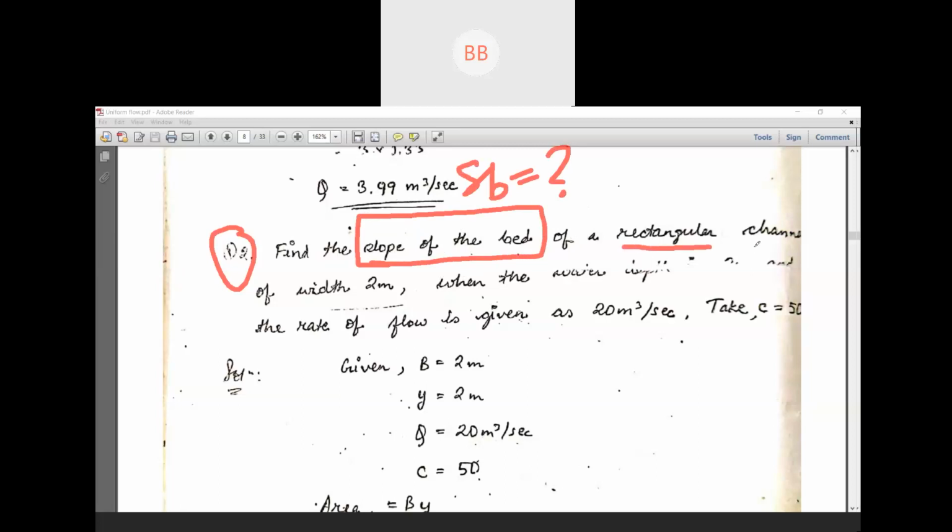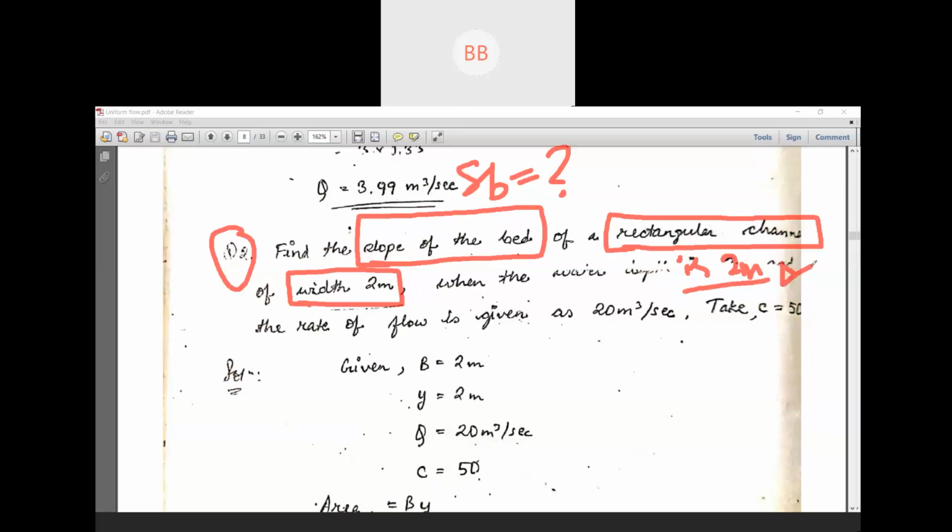Then what is given? Again, it is given as a rectangular channel. Okay. So first it says we need to find out the bed slope, or you can say slope of the channel of a rectangular channel. Okay. The second thing given is rectangular channel. Then what is given? The width of the channel is 2 meter. That is also given. Okay. So here it is not visible. When water depth is 2 meter. Okay. Water depth is also given, that is 2 meter.